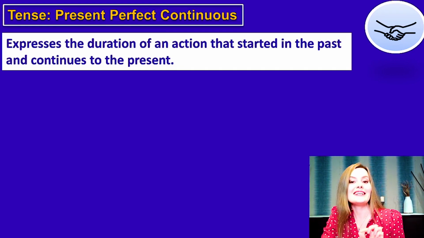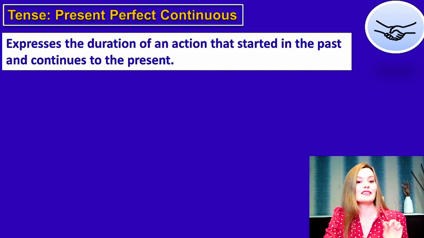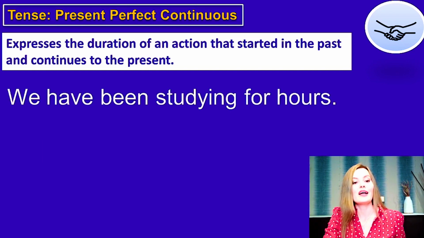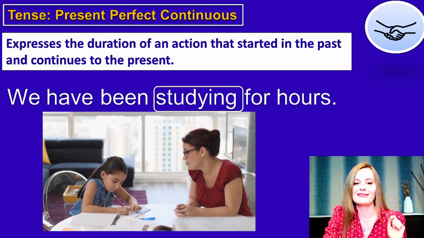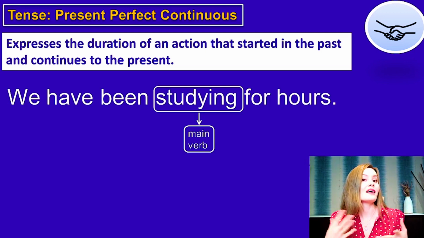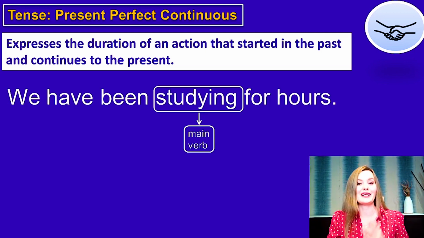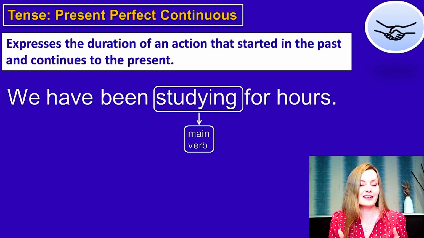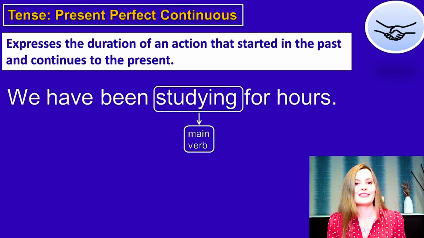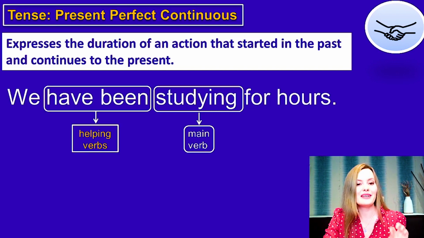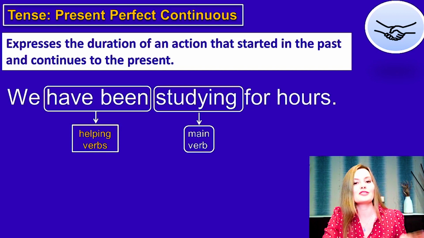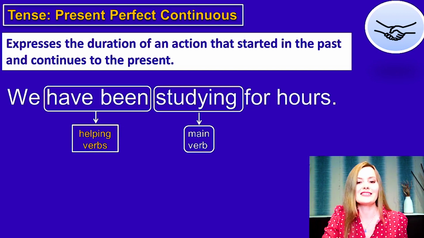Present perfect continuous tense expresses the duration of an action that started in the past and continues to the present. For example, we have been studying for hours. What is the main verb? Studying. And what are the helping verbs? We have two helping verbs in this sentence that help us to build present perfect continuous. Who knows? Of course, have been. Have been are the helping verbs that help us to build present perfect continuous tense.